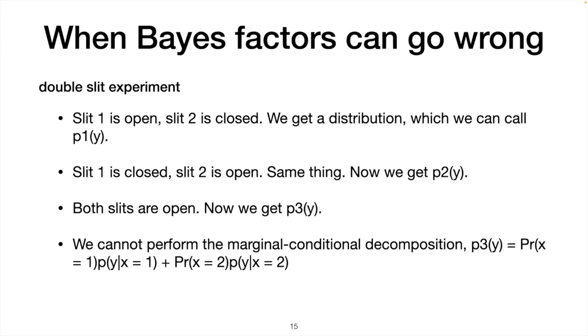And now both slits are open. We have a third image, which I call P3Y. That's an image. Now, if we do the marginal conditional decomposition, as we have done in the previous slides, we would have P3Y equals P(x equals 1), the probability of slit 1, times the conditional probability of y given x equals 1, plus the probability of x, the slit 2, times the conditional probability of y given x equals 2.